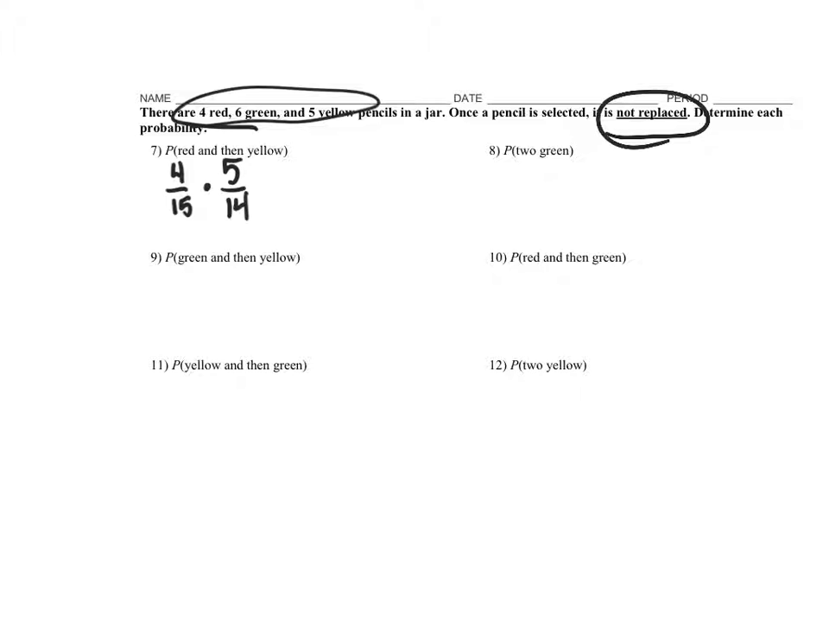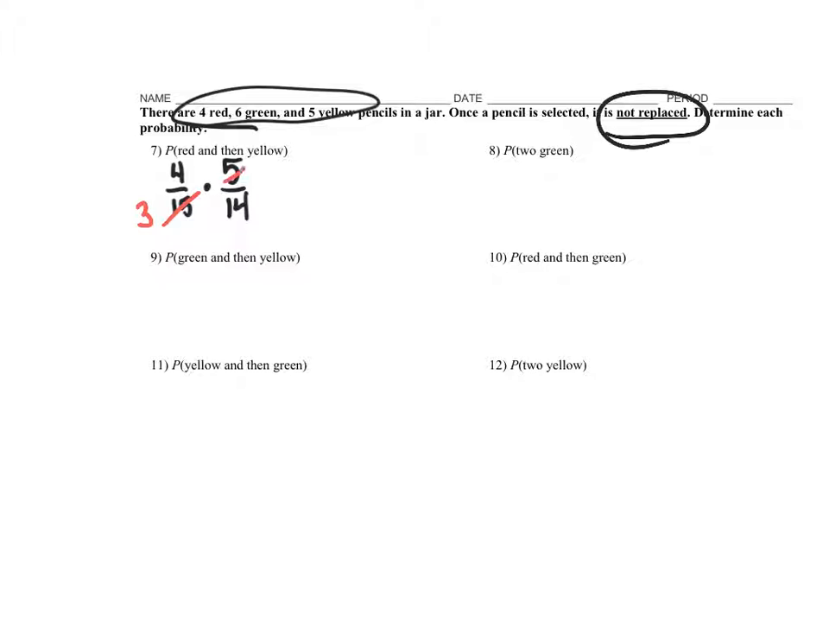So if it's not replaced, you have to reduce the denominator. So the second denominator is always going to be 14? On these, yes. On others, it's just going to be 1 less. If you take it out and don't replace it, it's 1 less. Watch the numerator in case they do the same color twice in a row. Yes, they do it down here, so we'll get to that.